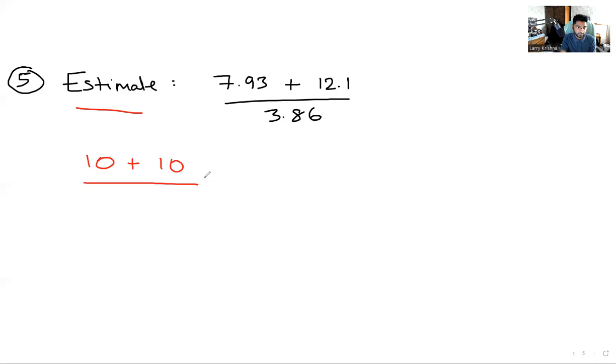So this is going to be over 5. 3.86 is closer to 5 than it is to 0. Okay, and now this is much easier to work with. So we have 10 plus 10, which is 20. 20 divided by 5. I'm hoping you all know 20 divided by 5 is 4. And that's your answer.